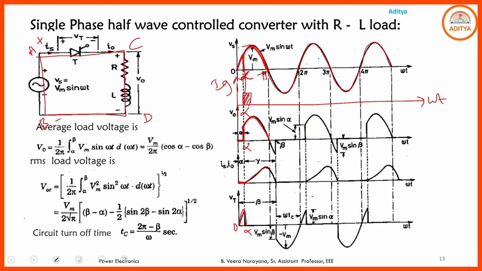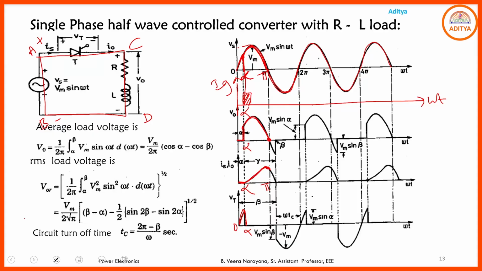So some energy must be stored in the inductor from alpha to pi. Hence, observe here, at omega t equal to pi, even though the output voltage is 0, the output current cannot be 0. Due to the energy stored in the inductor from alpha to pi, after pi the reverse or negative voltage is available across the SCR. Even though the negative voltage is available across the SCR, the SCR does not come to the off state.